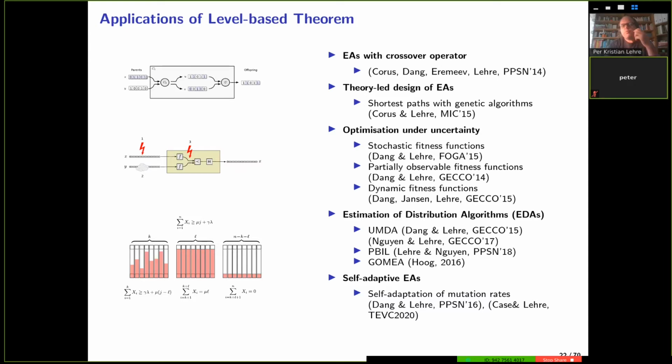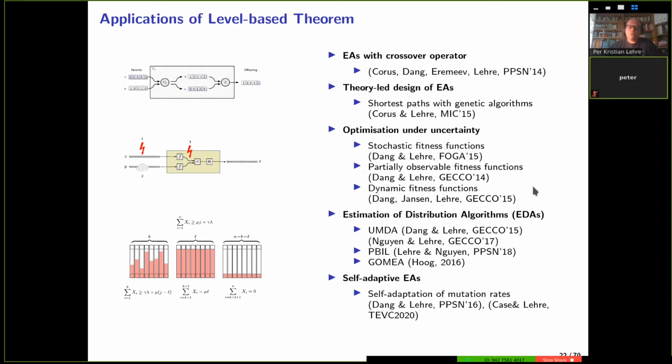We can also use this to actually design evolutionary algorithms. So we can come up with some kind of generic class of evolutionary algorithms, and then for a particular type of problem we can figure out how we should design the EA, or the components of this algorithm, in order to satisfy the conditions of the level-based theorem.